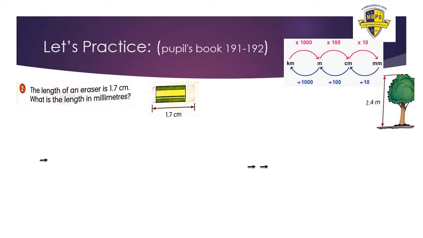So here we want to convert from centimeters to millimeters. Centimeter is big, millimeter is small. So from big to small we multiply. Excellent. From centimeter to millimeter, remember your ruler. How many small units make 1 centimeter? 10. Excellent. So let's multiply 1.7 by 10.